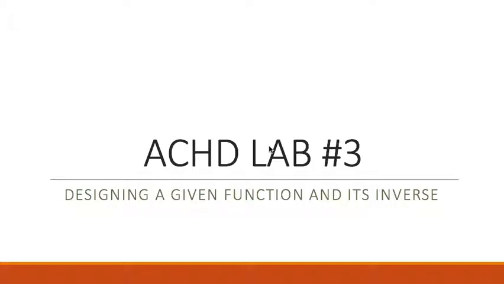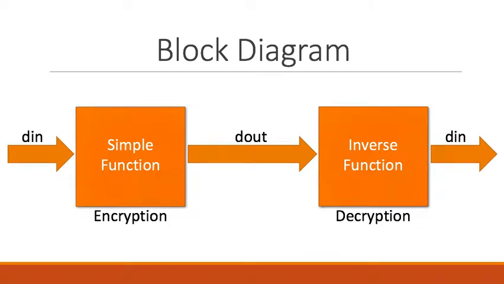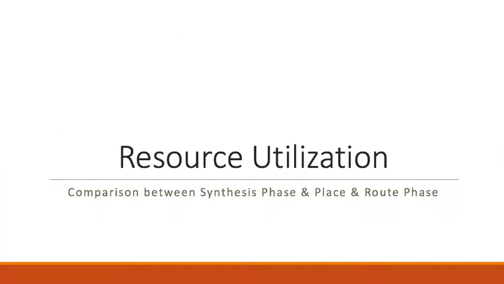Designing a given function and its inverse. So this is the basic gist of what the simple function and the inverse function will do. The input goes into the simple function and gives out an output. That output, if given as an input to the inverse function, gives us the previous data back. It's a basic example of an encryptor-decryptor.